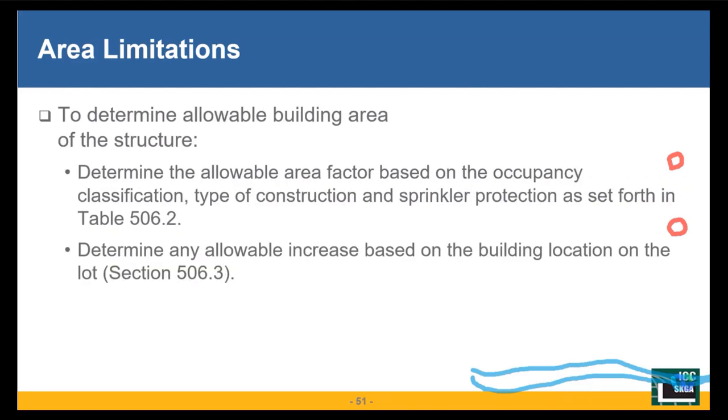So to determine the allowable area of a given building, you must determine the allowable area factor based on the occupancy classification, type of construction, and whether the building is sprinklered or not. And that's all shown in Table 506.2, which we will see shortly.